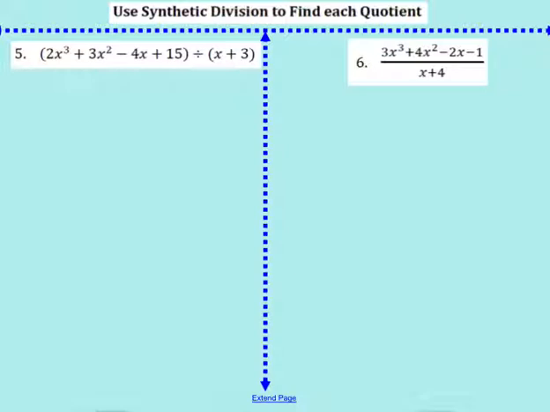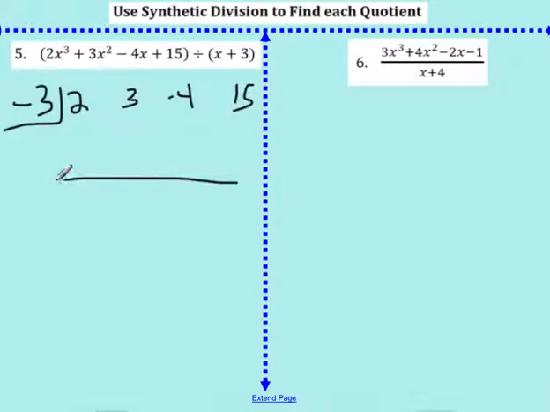All right, let's take a look at this next one. Even though it's a cubic term, it's still going to be the same thing. So we're going to put a negative 3 in the box, and then we have 2, and then 3, and then negative 4, and then 15. Let's go ahead and drop it.